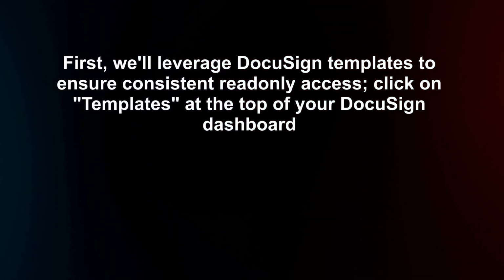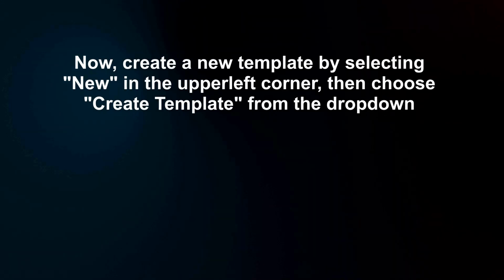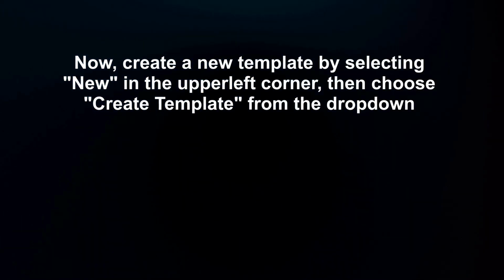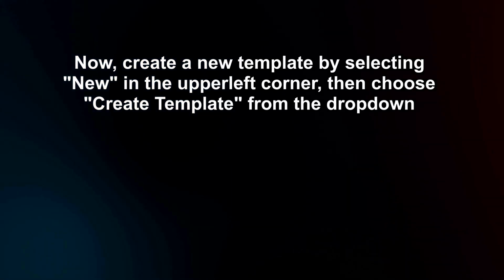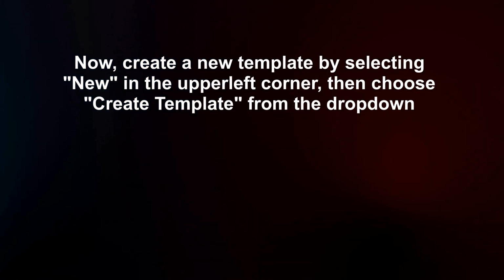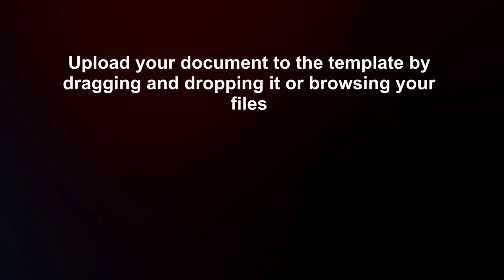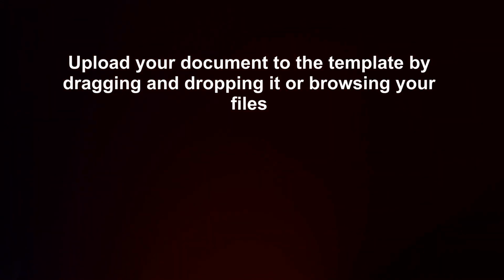Click on Templates at the top of your DocuSign dashboard. Now, create a new template by selecting New in the upper left corner. Then choose Create Template from the drop-down. Upload your document to the template by dragging and dropping it or browsing your files.